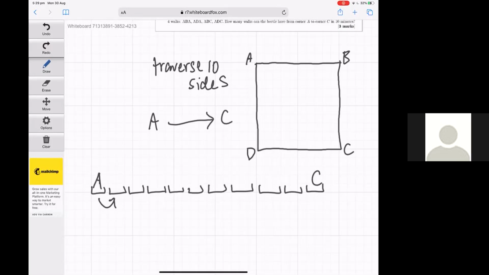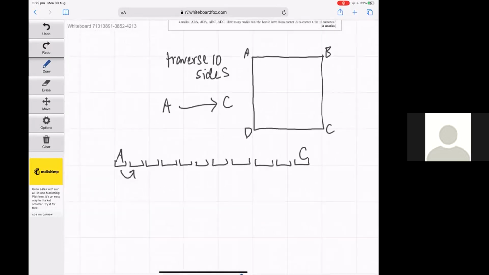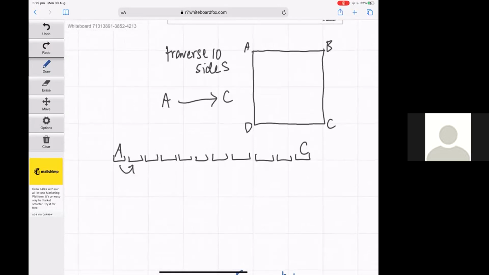So if we just started to list out all the options, we would uncover a pattern. And the important thing we have here that restricts the choices we have is that the beetle can't traverse a diagonal. The beetle has to only go to adjacent vertices of the square.